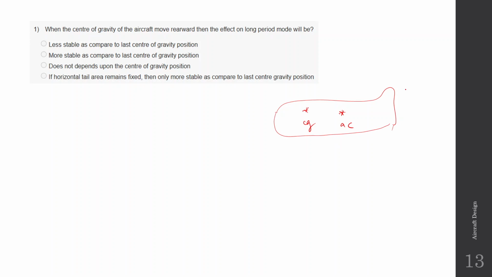So if the situation is like this, then the aircraft is stable. But if the case is opposite, that the AC is in front of the CG, then the aircraft becomes unstable. When the CG is moved back, it decreases the stability of the aircraft. When you move the CG forward, it increases the stability. When you move it backward, it decreases the stability. Actually, this point is technically called the neutral point.